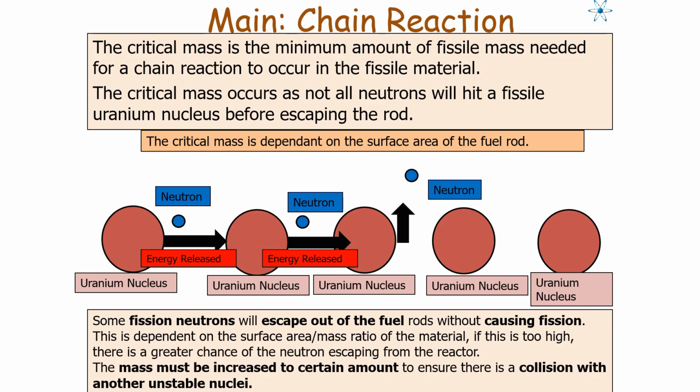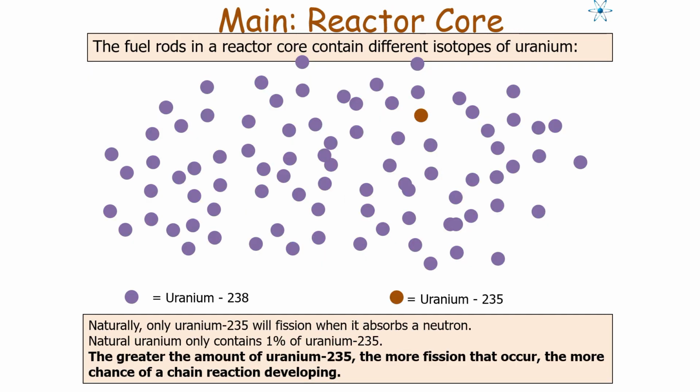Now we've mentioned the fact that it's got to hit a fissile uranium nucleus. Well, why is that? Well, it's because the fuel rods in the reactor core contain different types of uranium, different isotopes of uranium. Now naturally only uranium-235 will fission when it absorbs a neutron. Now natural uranium contains 1% uranium-235. So the greater the amount of uranium-235, the more fission that will occur, so there's a greater chance of a chain reaction developing in our reactor vessel.